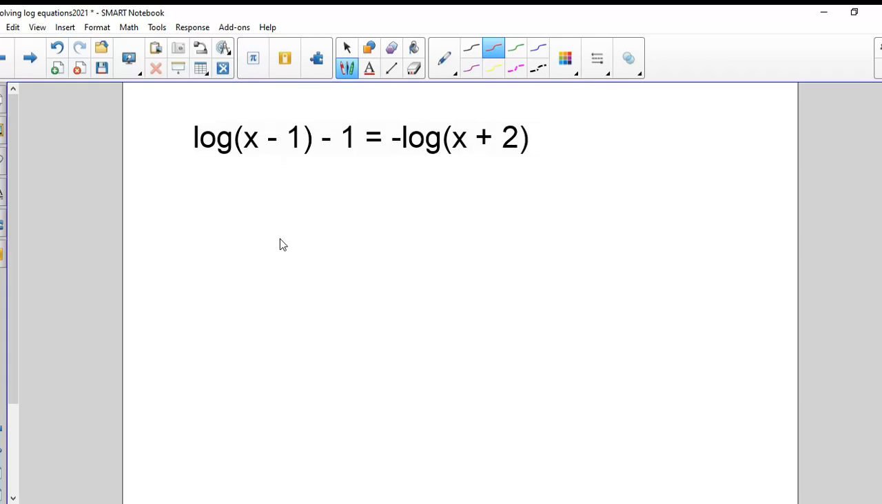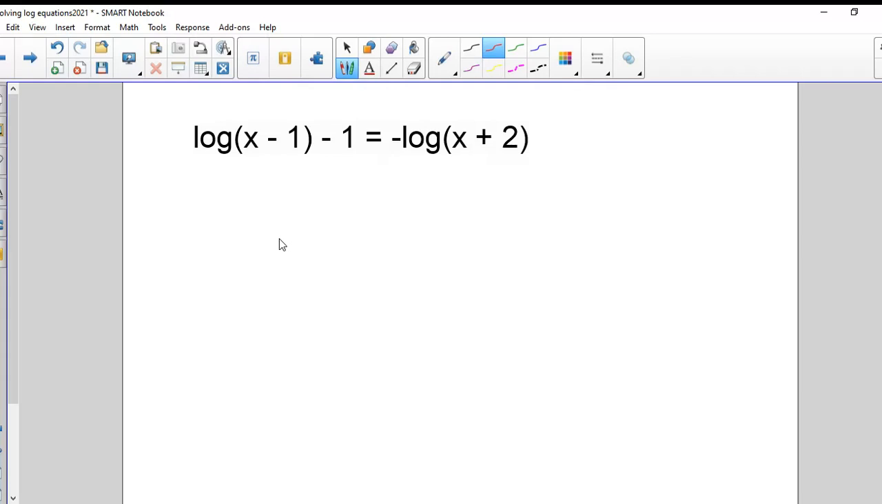Looking at the room here and hoping somebody is going to say, oh, why don't we try this? Or why don't we try that? How about we put all our log stuff together on one side? How about we do that? Let's try that, see how that works. So Kelvin says, yeah, and then use the product law. Well done. So we'll do that.